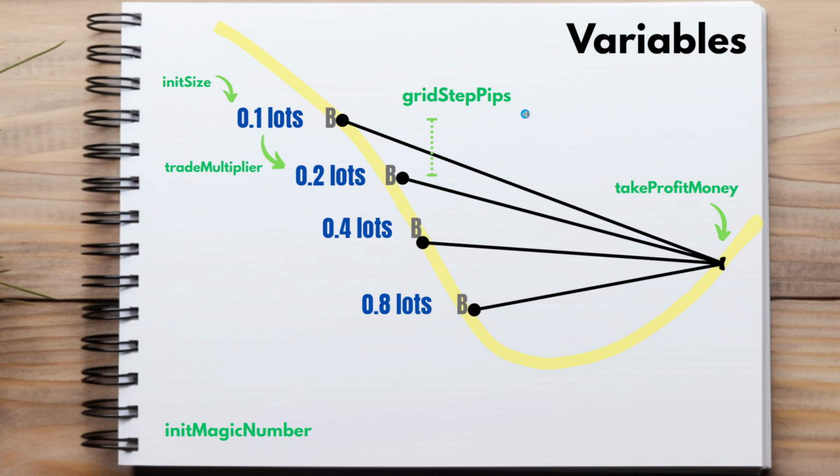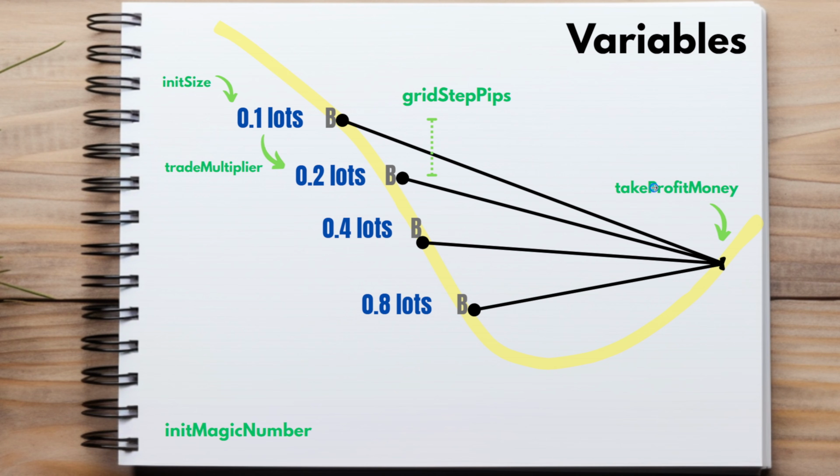Next, we've got the grid step in pips. So the distance between the first, second, third, fourth, this is the gap, otherwise known as the grid. Next, we've got our take profit amount in money, which I'm going to set to a small amount like $1. And finally, the last number is going to be the initial magic number. Because in StrategyQuant, we are using no code, we need to set a magic number for the first trade. And then afterwards, we're going to add 1 to every single trade down below. So each trade has a different unique magic number.